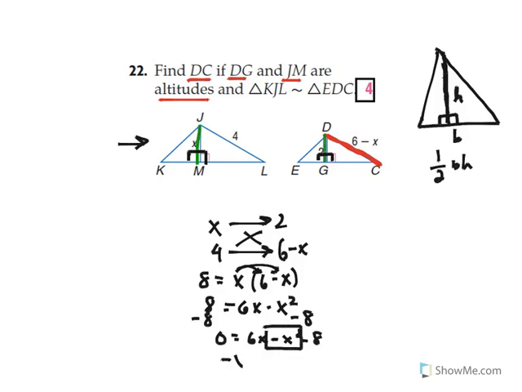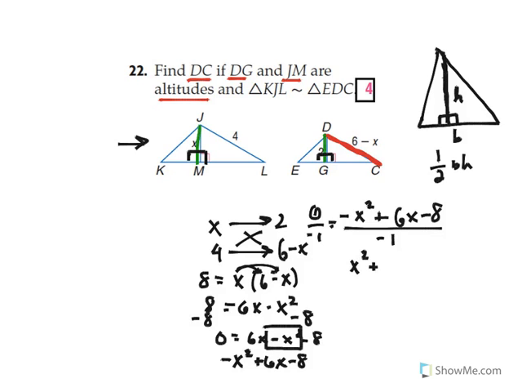I'm going to move the negative x squared, and the sign will follow, plus 6x minus 8. Now I have my quadratic in a recognizable, solvable form: negative x squared plus 6x minus 8. I'm going to divide the whole thing by negative 1 in order to get rid of that negative x squared, and I get x squared minus 6x plus 8.